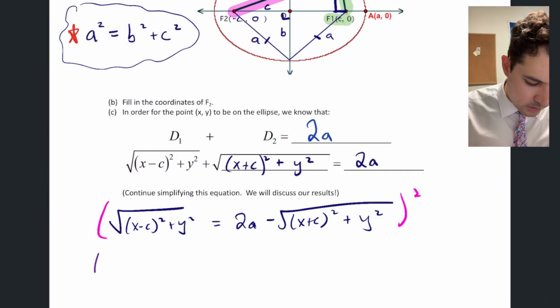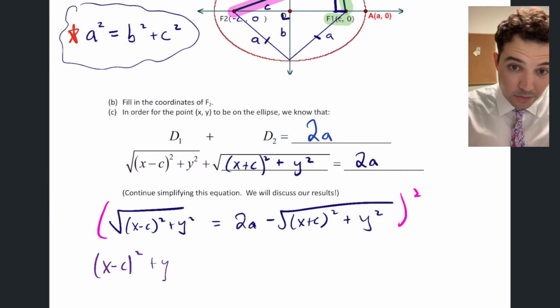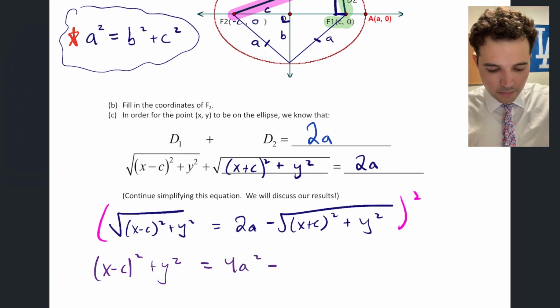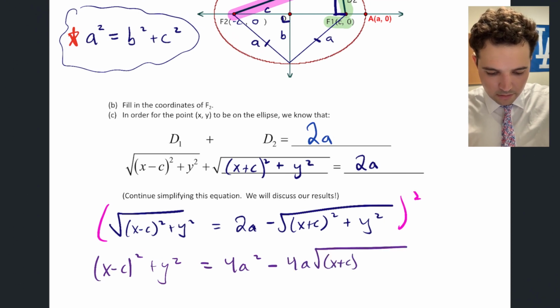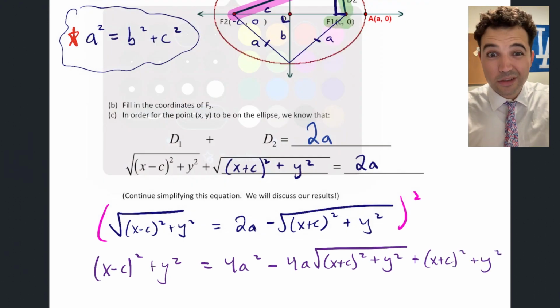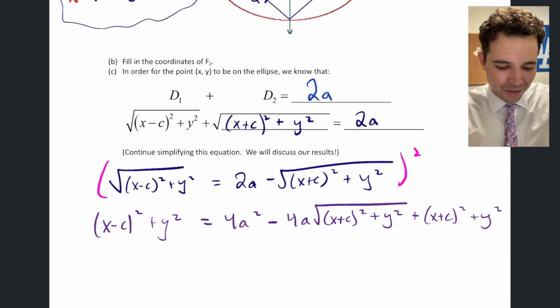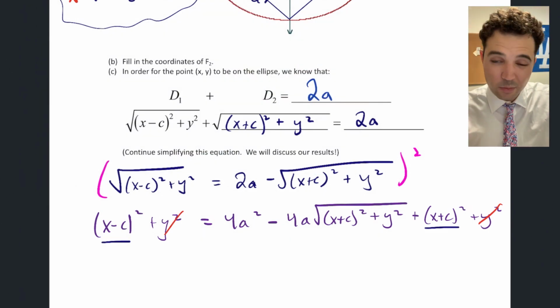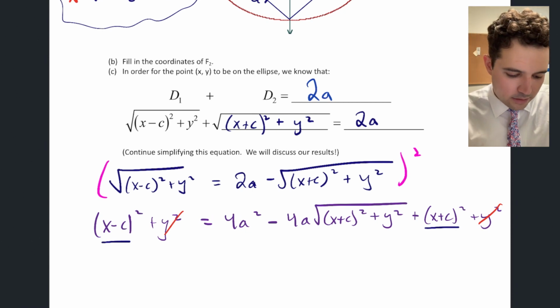My right side will become just x minus c squared plus y squared. And then my left side will become 4a squared minus 4a, and then the whole radical, and then plus the entire radical, x plus c squared plus y squared. Now, already, there's a way for us to simplify what looks pretty complicated. I'm going to subtract y squared from both sides. And now I'm going to expand the x minus c and x plus c squareds because I know that there are terms in there that'll cancel out.